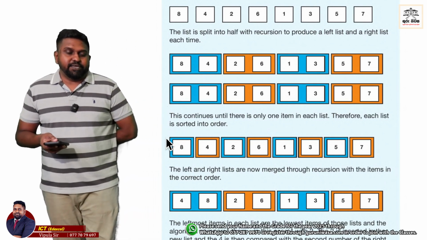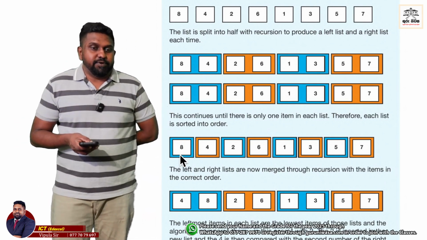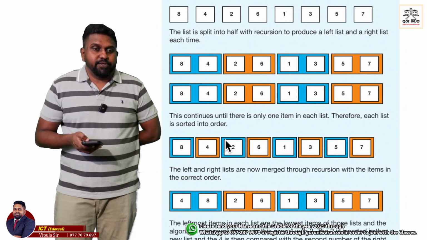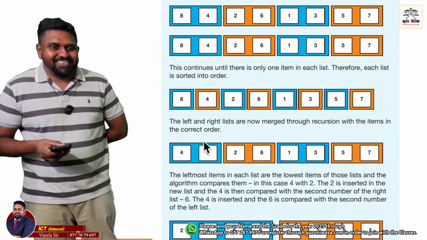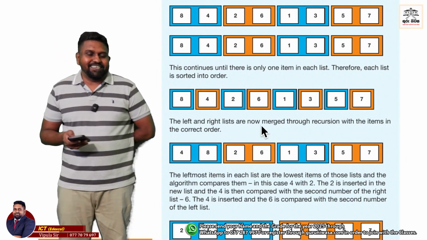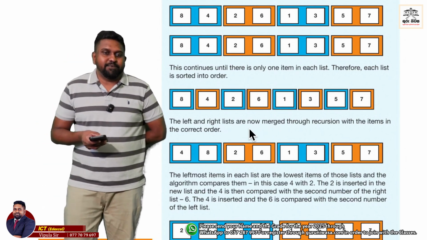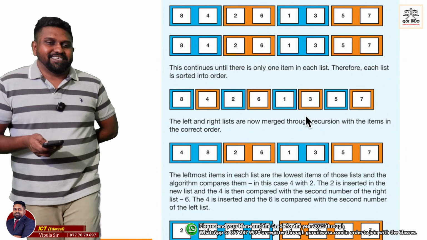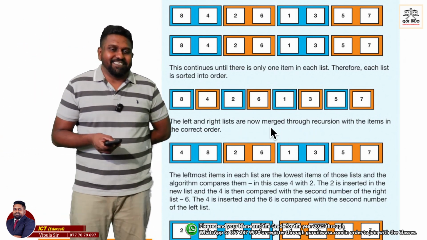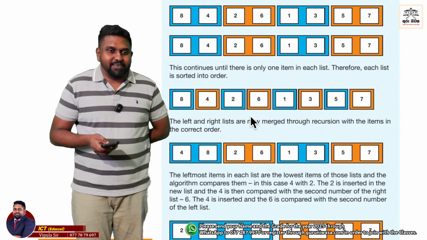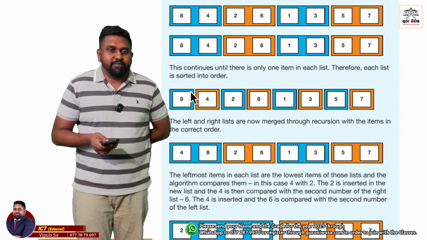Now, since we have only one item, we can check and sort the left and right lists on how they are merged, going through a recursion. So let's see how it works. We get this part done, and then we check for these validations.